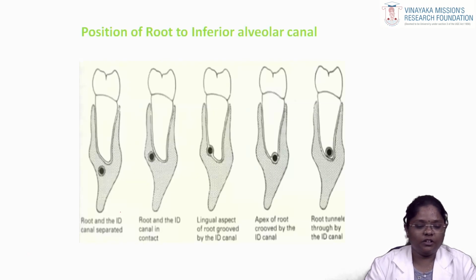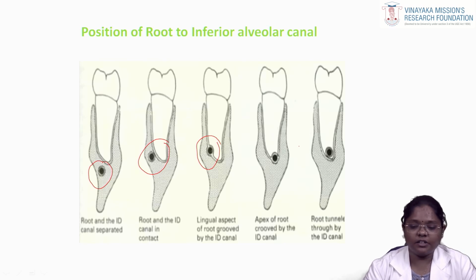Position of root to inferior alveolar canal. In the first picture, you can see the root and the inferior alveolar canal all separated. In the second picture, the root and the inferior alveolar canal are in contact. There is no dividing bone between the root and the canal. In the third picture, the root is grooved by the inferior alveolar canal on the lingual aspect. In the fourth picture, the apex of the root is grooved by the inferior alveolar canal. And in the fifth picture, the root seems to be tunneled by the inferior alveolar canal.